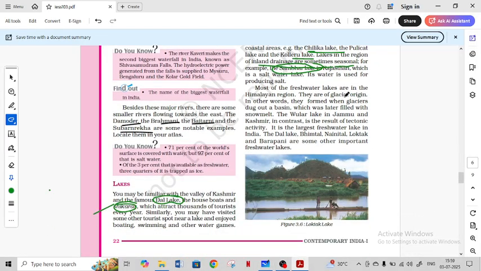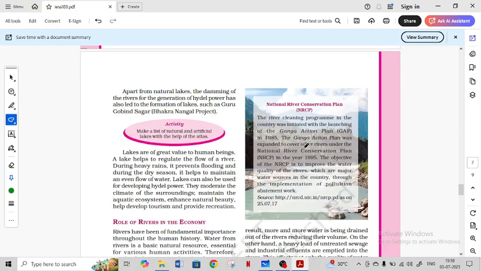Okay. Next, most of the freshwater lakes are in the Himalayan region, some of glacial origin. Okay. What's the difference? Sambar Lake is a saltwater lake, and freshwater lakes are formed from glacial ice melts. The largest freshwater lake in India, that is the Wular Lake, again an MCQ question, and Dal Lake, Bhimtal, Nainital are separate examples of it.